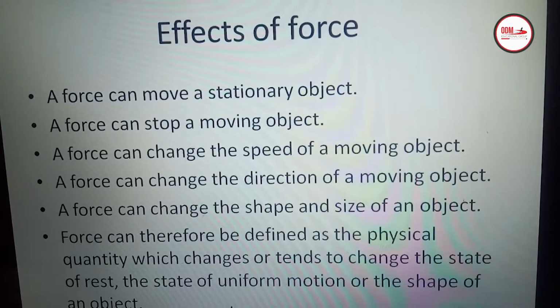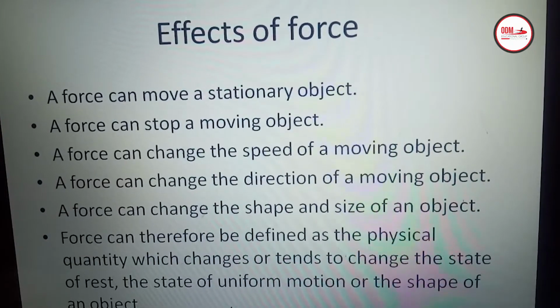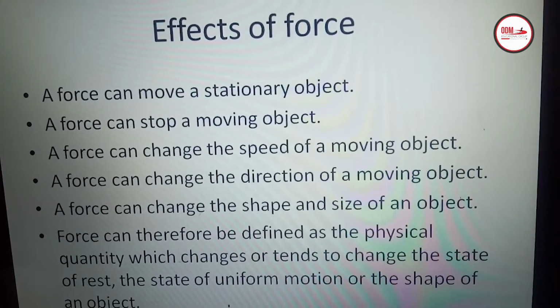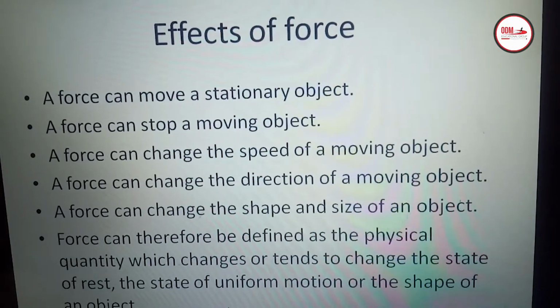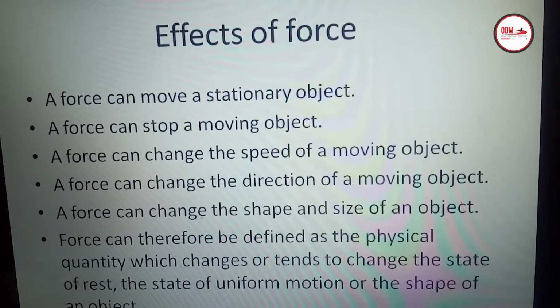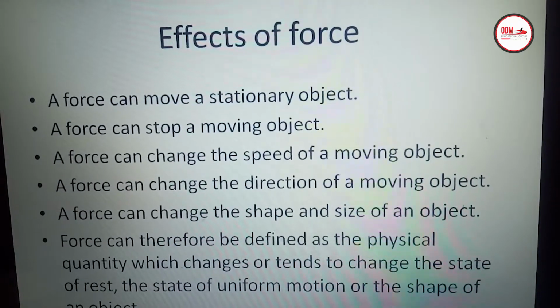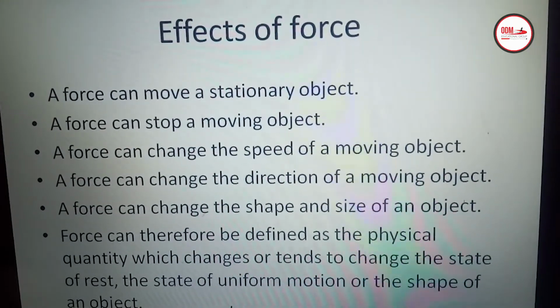Third, a force can change the speed of a moving object. Suppose any object is moving at a proper speed, then we can increase or also decrease the speed of the moving object. A force can change the direction of a moving object. Suppose you are cycling. By applying force on your handle, we can change the direction of motion.